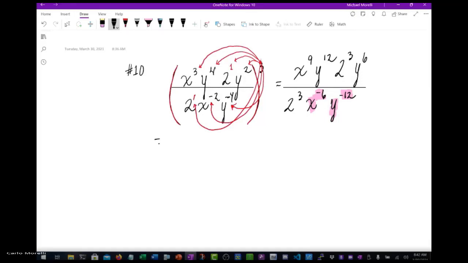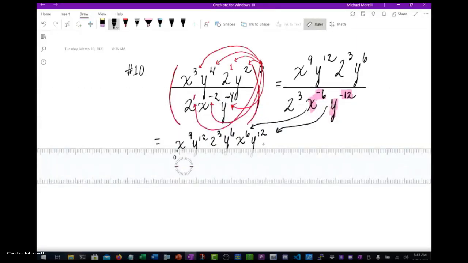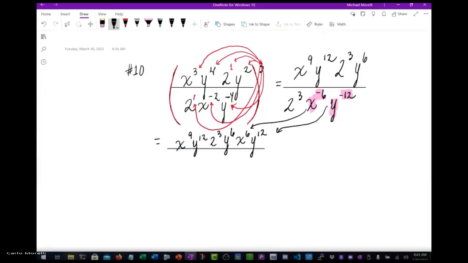So come down here and we're going to write everything that was on top. We're going to write it again. X to the 9th, y to the 12th, 2 to the 3rd, y to the 6th. And now I'm going to bring x to the power of positive 6 up here, and y to the power of positive 12. Then I'm going to draw a line, and then just put this guy here. He's the only one still staying downstairs. 2 to the power of 3.